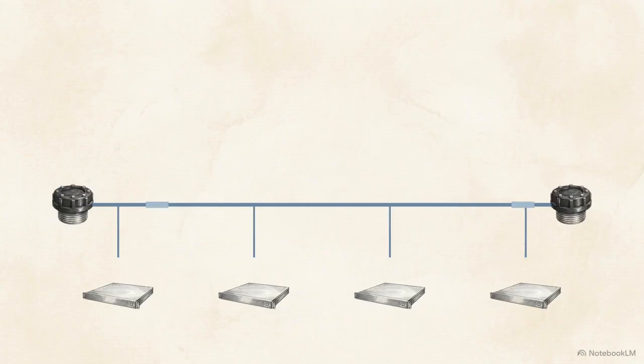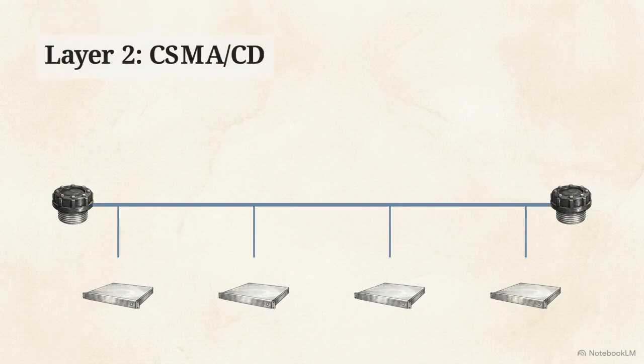But the bus design immediately hits a Layer 2 limitation. Because all nodes share the exact same medium, they rely on an access protocol called CSMA/CD. A node listens to the wire, and if it sounds clear, it transmits. If two nodes transmit at the exact same millisecond, their signals overlap and corrupt each other. This is a data collision.